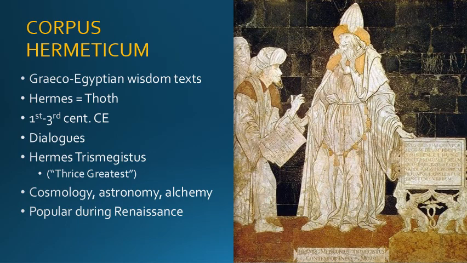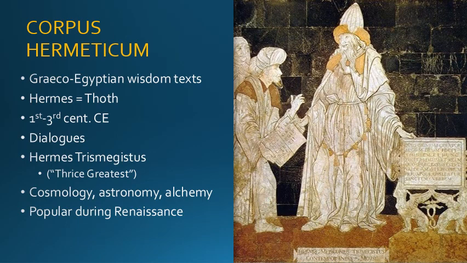Sometime between the 1st and 3rd centuries of the Common Era, we see the emergence of wisdom texts and philosophical and religious treatises that are attributed to a deity that is essentially a hybrid of Hermes and Thoth. So there's a direct syncretism here. Many of these works are written in the form of dialogues, and Hermes here appears as a revealer figure and a wise man called Hermes Trismegistus.